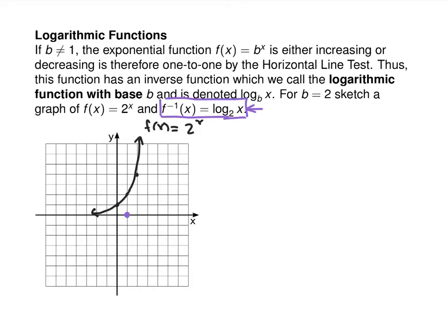This point was (1, 2). It becomes (2, 1). That next point was (2, 4), which becomes (4, 2). What happens to the asymptote? It was the x-axis, now it's going to be the y-axis. So there's a picture of f inverse of x, which is log base 2 of x.